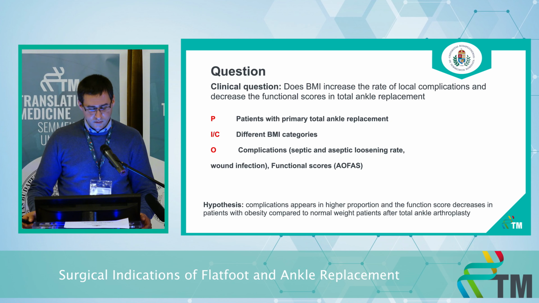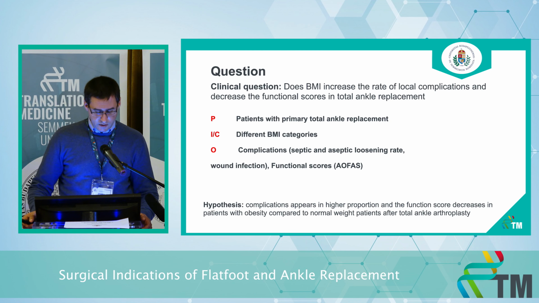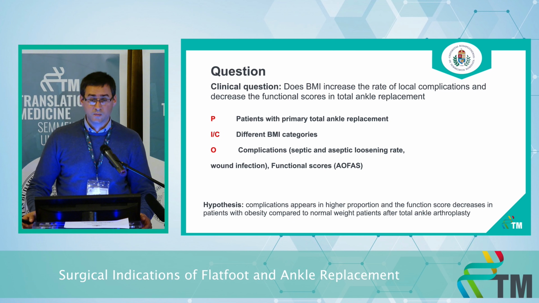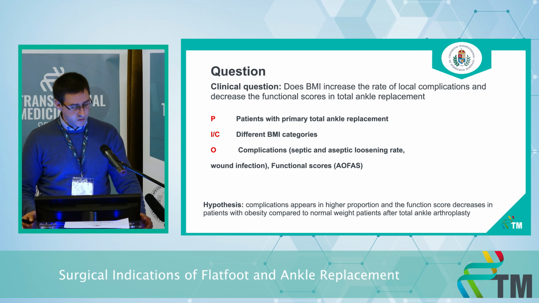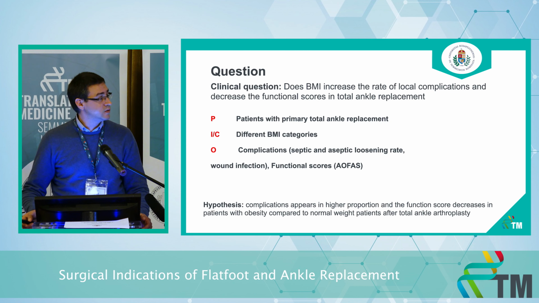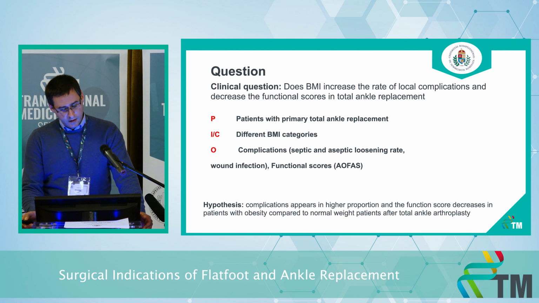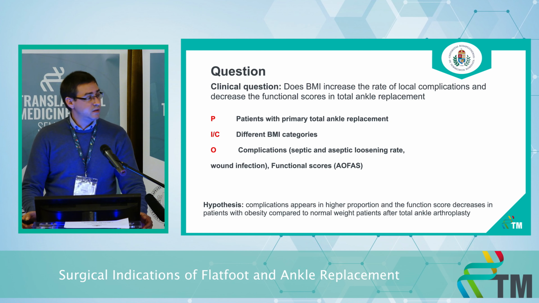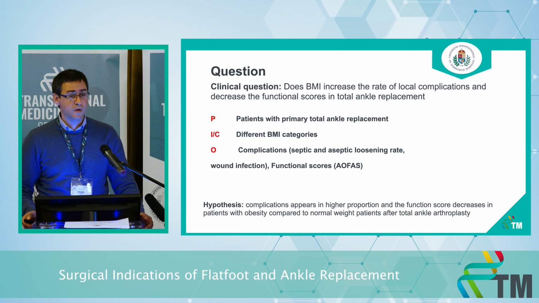The population is the patients who underwent primary total ankle replacement. The intervention and comparator groups will be the different BMI categories, and the primary outcome will be the complication rate, and the secondary outcome will be the function score. And our hypothesis is complications appear in a higher proportion and the function score decreases in patients with obesity compared to normal weight patients.